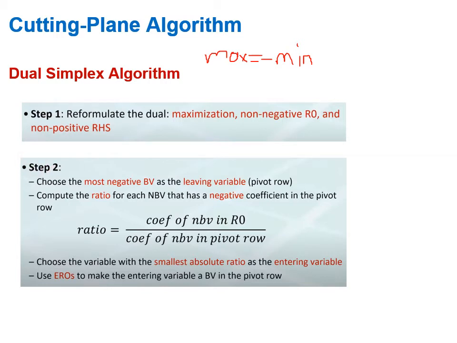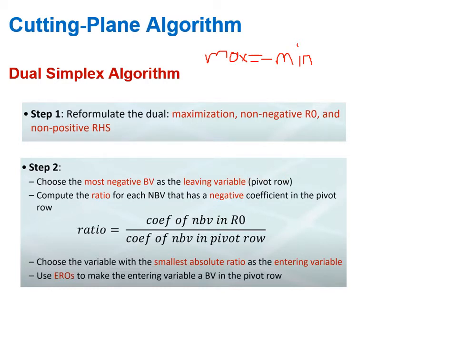In regular simplex, we first decide on the entering variable, then the leaving variable. But here, in dual simplex, we first find the leaving variable, then decide on the entering variable with a ratio test. Okay, so the leaving variable is decided by looking at the right-hand side values, not row 0, and we select the variable with the most negative right-hand side value as the leaving variable. And the row of this one will be your pivot row.